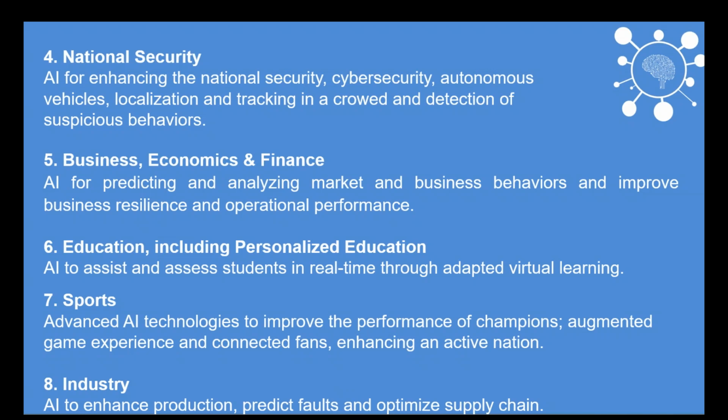Industry: AI is applied to enhance production, predict faults, and optimize the supply chain. Here also is an important area. In industry, if there is a fault, it can stop the whole machine, the whole system, and the supply line. So AI can actually be used to analyze the data.